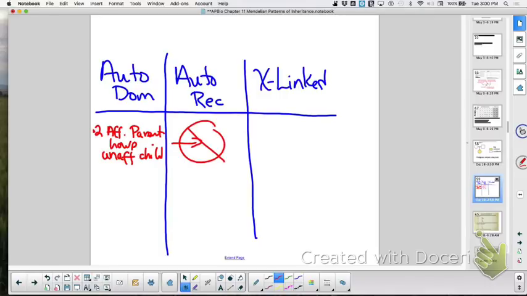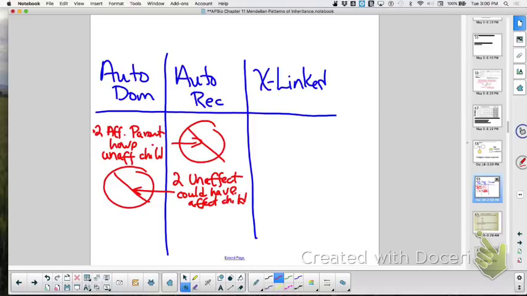You can give it in any one. Autosomal recessive would be if two unaffected parents have an affected child. Could that happen in autosomal recessive? Two unaffected parents could have an affected child, yes. I agree with that. Could that happen in autosomal dominant? No. Good.